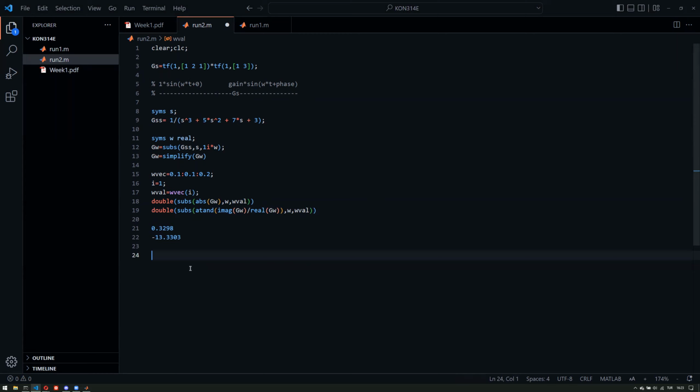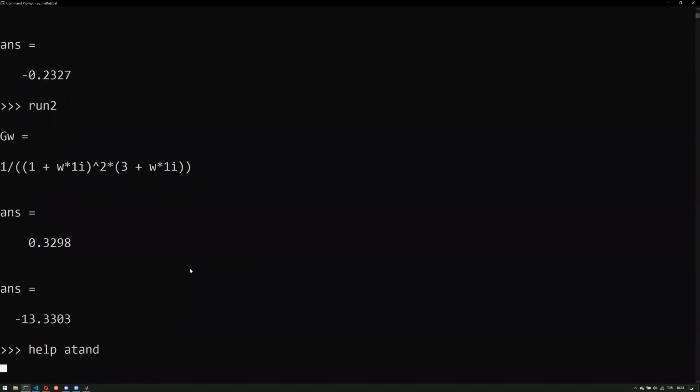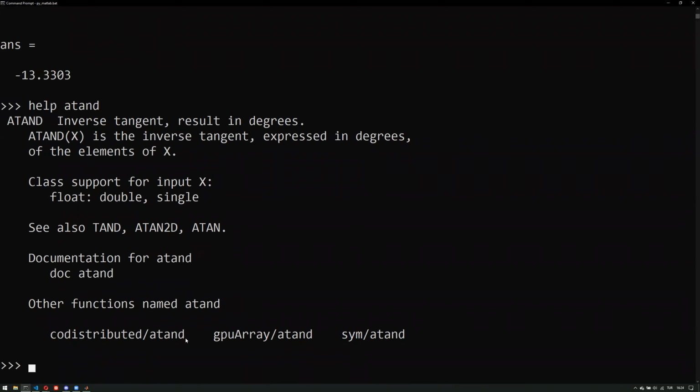By the way, as far as I remember, atand should only give us the first quadrant. So atan or atand is just a first quadrant function.